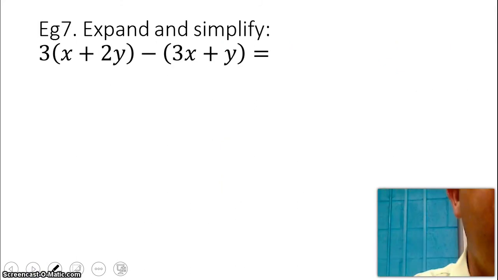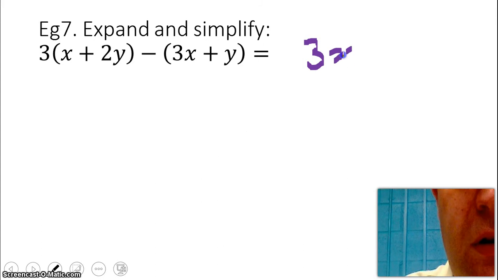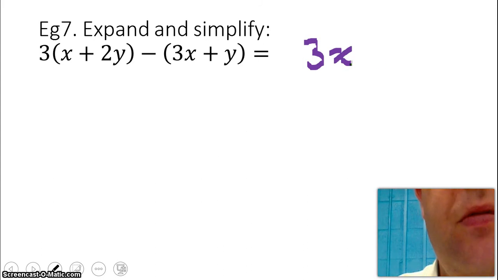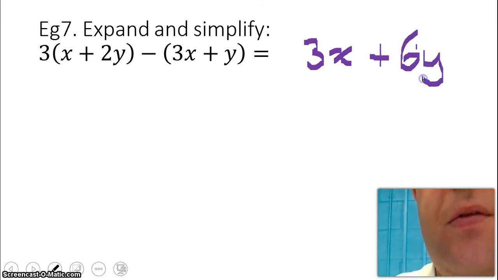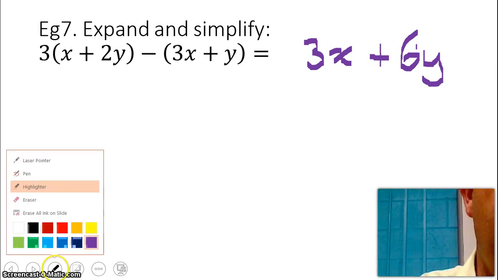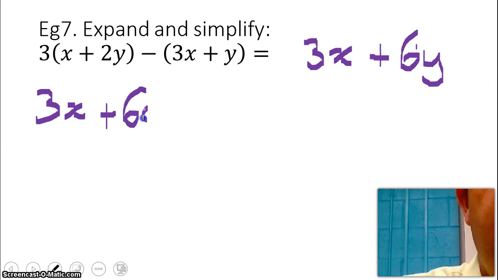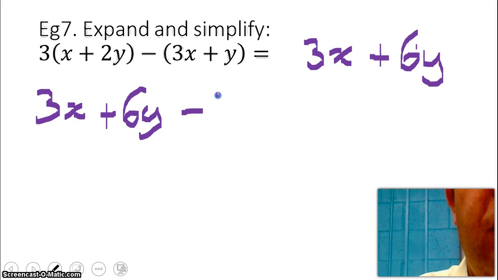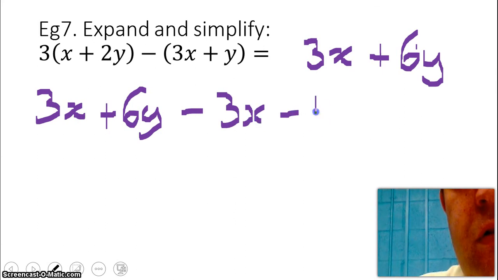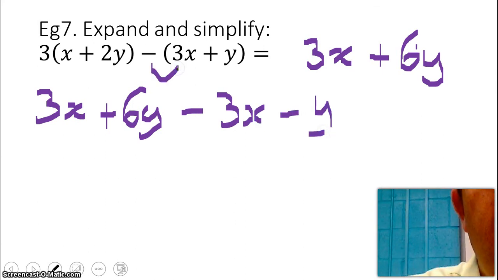Getting a little bit harder, we're looking now at an expansion on one side. So we've got 3 times x, which is 3x, 3 times 2y, which is 6y, and we've got not enough room left. Let's just write that there: 3x plus 6y minus 3x minus y. The reason is the minus is multiplied through. So we put the minus all the way through the brackets, and that sorts that out.